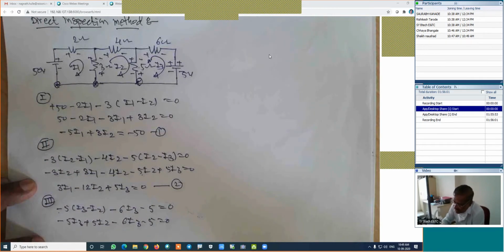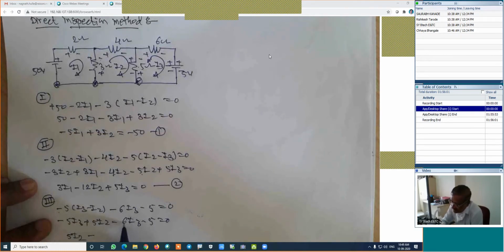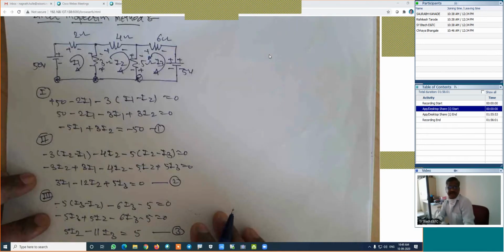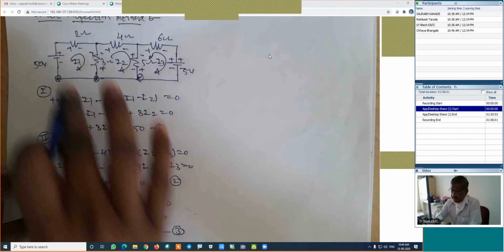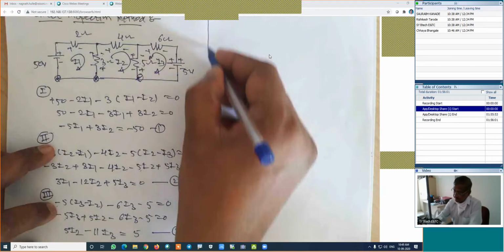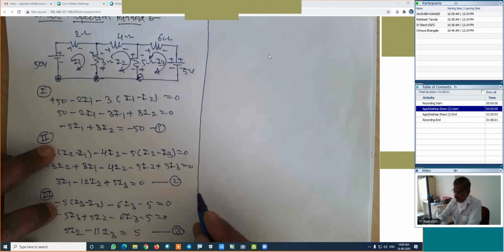In this particular case, if we are finding this equation, it is 5 I2, minus 6 plus this 6 plus this 5, 11 I3, and if we are shifting this constant to the other side, which is equal to 5, this is equation number 3. But here, if we are interested in the calculation of its equations, we have to repeat this procedure. It is very lengthy.